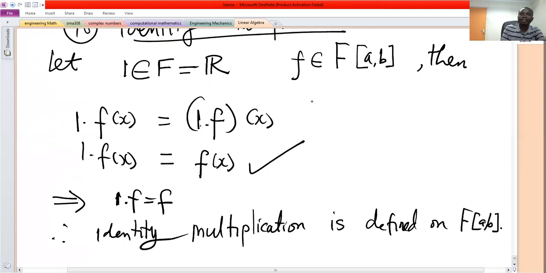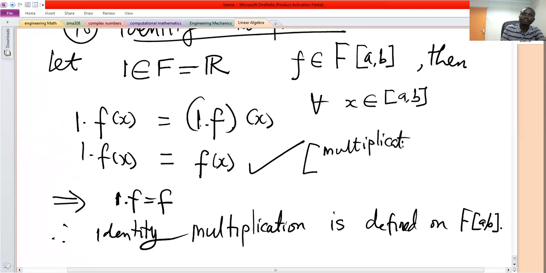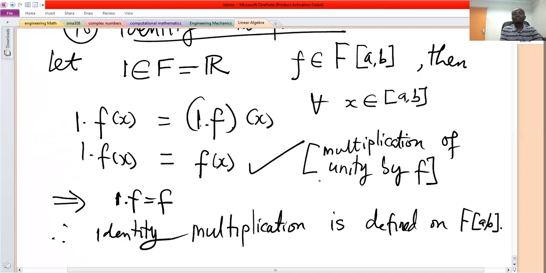Remember here, this is for all x values picked in the closed interval AB, and we are moving from here to here because of multiplication of unity by f. So we have multiplication of unity in the field F, so that now 1 multiplied by any number gives you that same number.